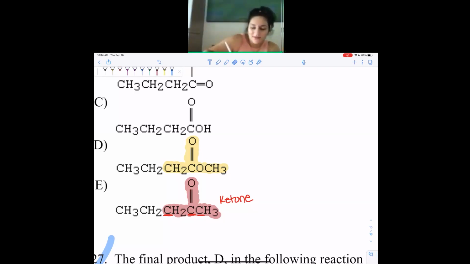So let's take a look. We have a carbonyl carbon right here. On one side, it's attached to a carbon. On the other side, it's attached to an oxygen and a CH3. So this actually looks like that. And so this bad boy is an ester.